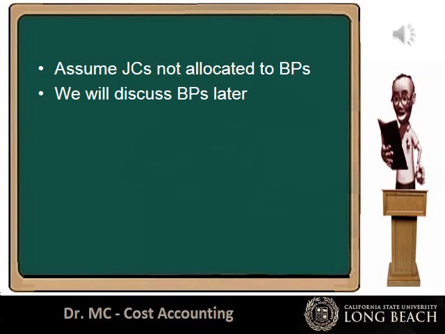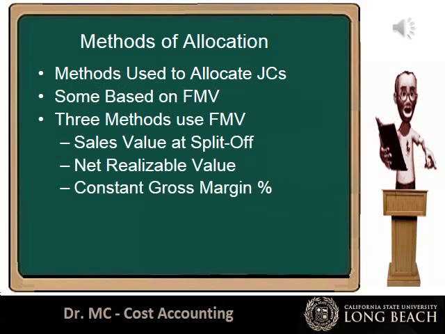For now, assume that joint costs are only allocated to joint products. We will discuss how to handle byproducts later in this lecture. There are different methods used to allocate joint costs to the joint products produced by the joint process. Some of the methods are based on fair market value. These methods are the preferred way of allocating joint costs. We will discuss 3 of these methods.